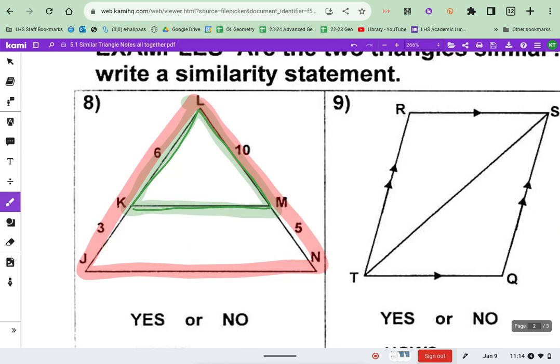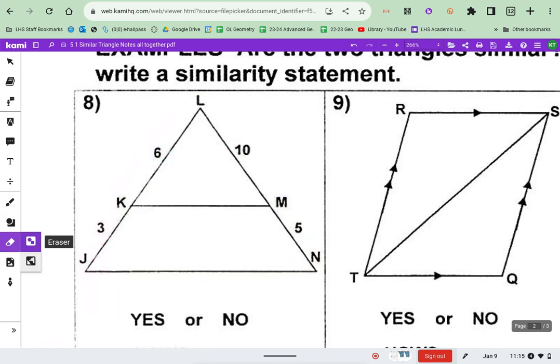Okay, we can run through these together real quick. I love how you guys were explaining things to each other in your group. That's super awesome.